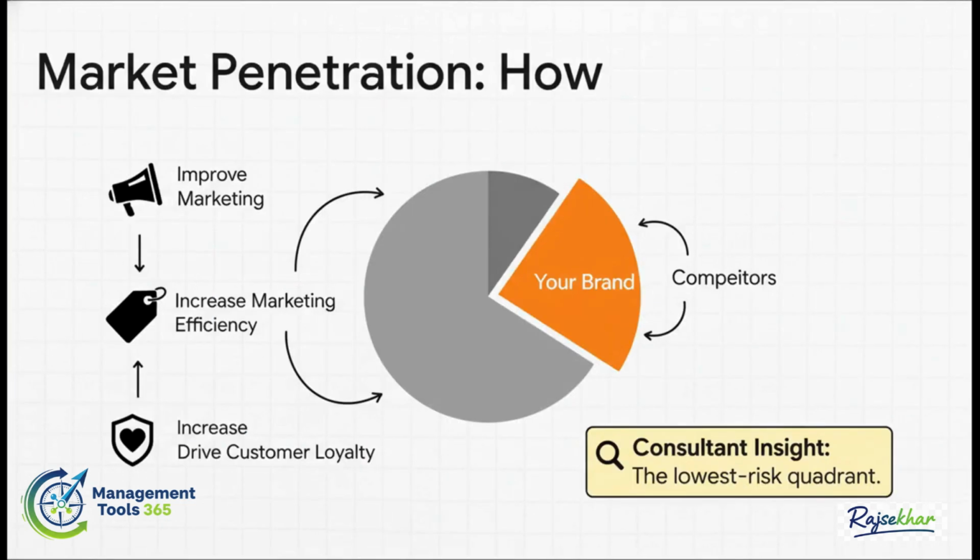So how do you actually do this? Well, the game here isn't about invention. It's about optimization and dominance. It means getting smarter with your marketing, squeezing more efficiency out of your operations, and focusing obsessively on loyalty to get those repeat buys. It's all about stealing a bigger slice of the pie from your competitors.